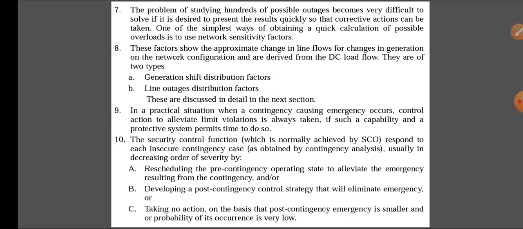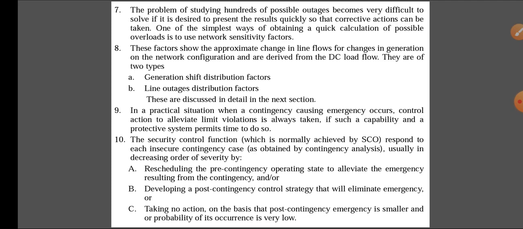Again, in practical situations when a contingency causing an emergency occurs, a control action to alleviate limit violation is always taken if such capability exists and a protective system permits time to do so.